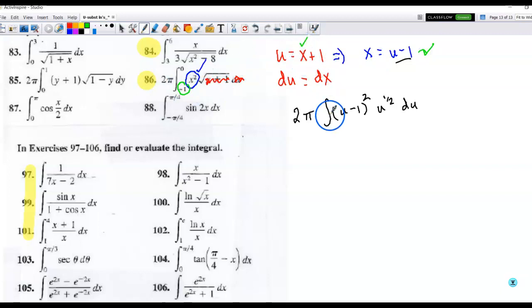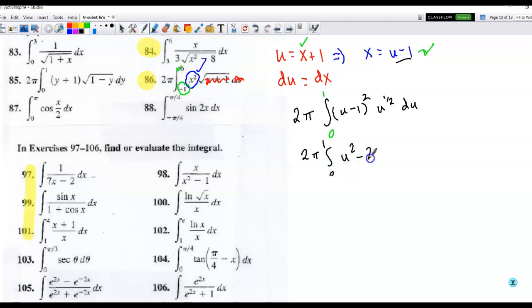So -1 plus 1 is 0. The upper bound of 0, 0 plus 1 is 1. So the bounds are in the right order. I don't need to do anything there. Moving forward, I'm going to square the binomial. I'm not integrating yet because I still got some cleanup to do.